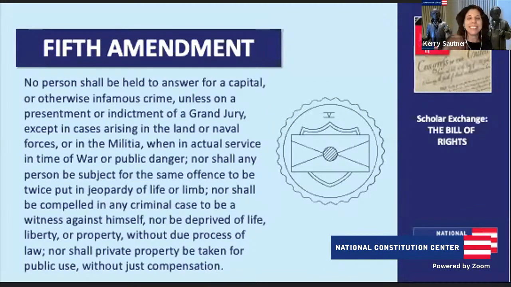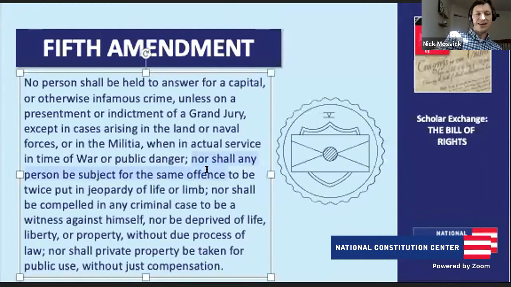Okay, Fifth Amendment. We need a Fifth Amendment class. This is true. Why? Because there's so much going on in the Fifth Amendment. So good. Kerry mentioned a couple of the rights that are in here. So double jeopardy is that language about nor shall any person be subject for the same offense to be twice put in jeopardy of life or limb. Self-incrimination is nor shall be compelled in any criminal case to be a witness against himself. What is due process? It's right there, right? Not to be deprived of life, liberty, or property without due process of law. That's a very important part of the language.